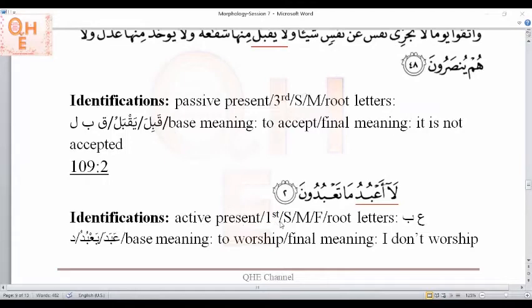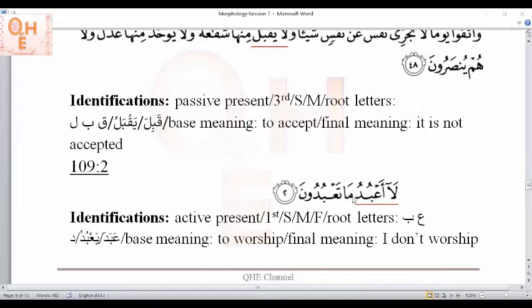This is first person singular male or female. Root letters are ain, ba, dal. When you plug in these root letters in the dictionary, you get the pattern abada ya'budu, and the base meaning is to worship. Then what will be the final meaning? Just the verb, I worship. But the la is negating: I don't worship, or I do not worship.